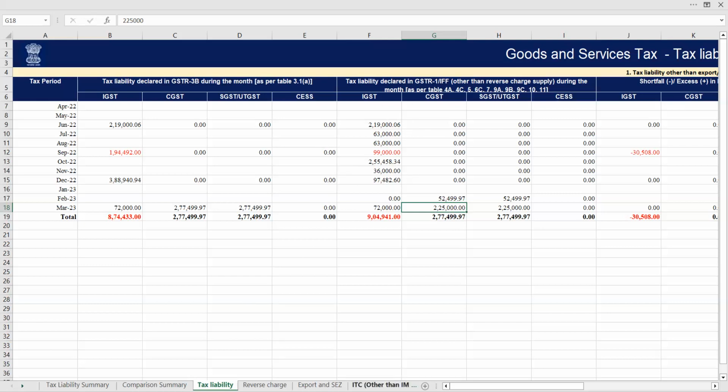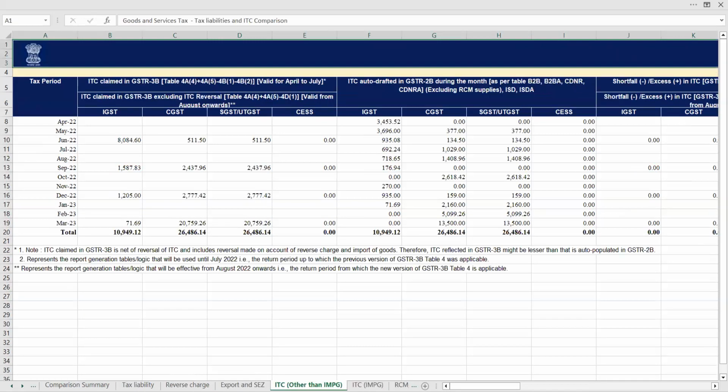So you can see. Now we are discussing ITC, so there is an ITC sheet also here. You see here, the ITC sheet. This is what we have discussed. The same thing, whatever you see in the cash ledger and credit ledger, is reflecting here: 8,085, 512, 512.